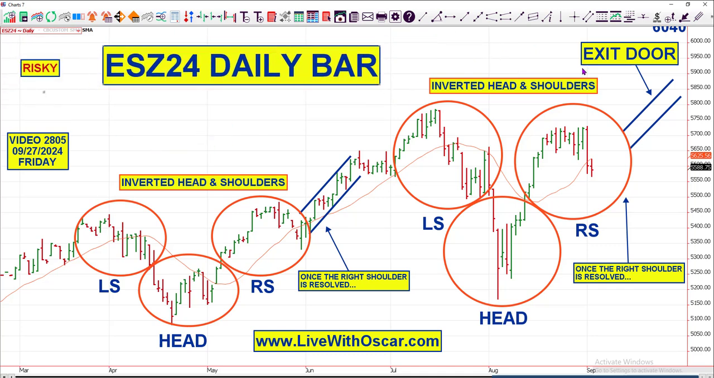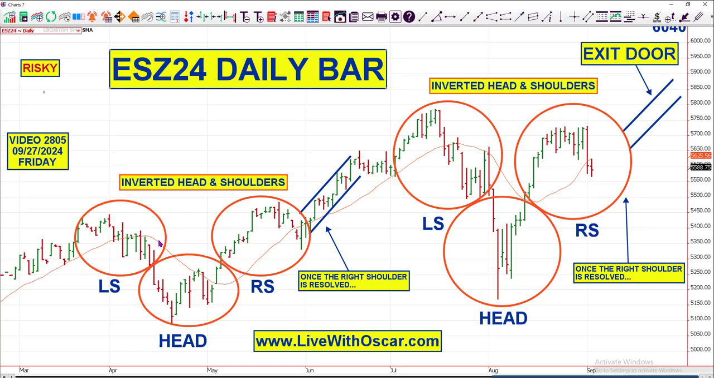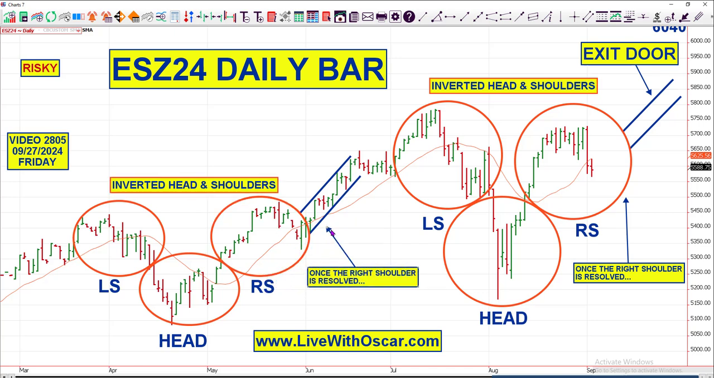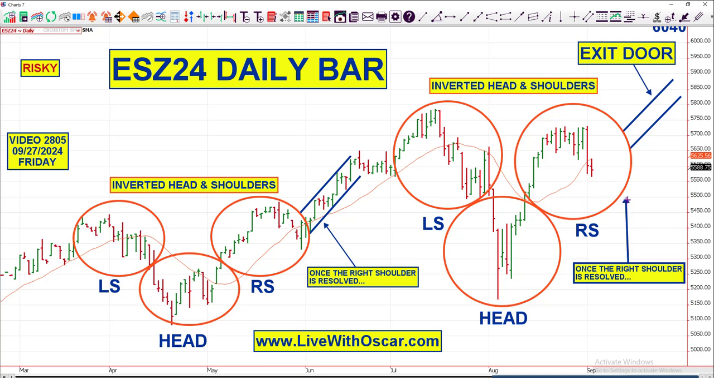Now, traders, you've seen this chart before, and there's a reason why I'm going to show it to you again right now. If you recall, I put this before your eyes 10, 12, 15 days ago, and I said, traders, we've got a left shoulder, a head, and a right shoulder to an inverted head and shoulders formation, and it's gone out that exit door. Because once the right shoulder resolves itself, you can calculate the exit door and where it'll go. So I put an exit door, calculated, and said, don't panic. I know the market is coming down. It'll come down this week, but when the right shoulder resolves itself, it'll go out the exit door.